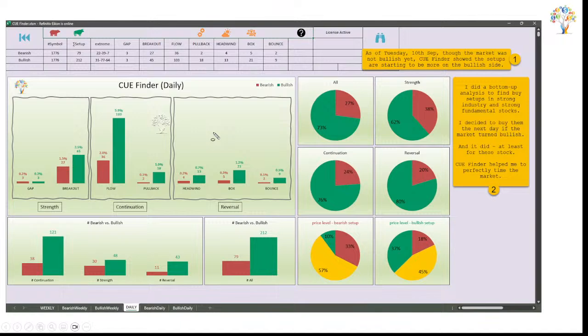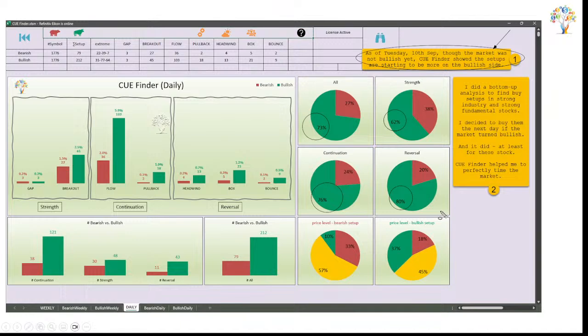And this is technical breadth from Q Finder. This is as of Tuesday, 10th September. I showed just now that leaders index, mega cap index, SPY did not turn bullish. The market did not turn bullish on Tuesday, but Q Finder showed the trade setups are starting to be more on the bullish side across the board. Helps in perfectly timing the market.